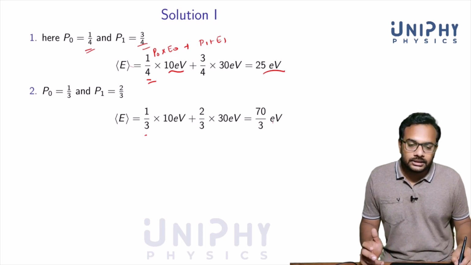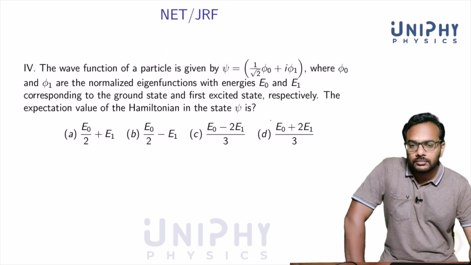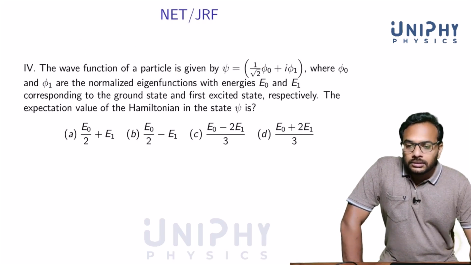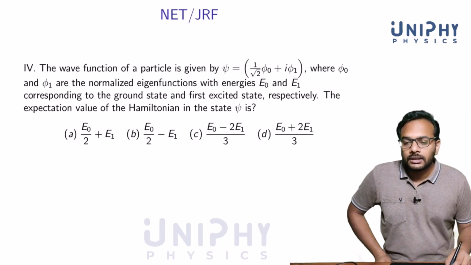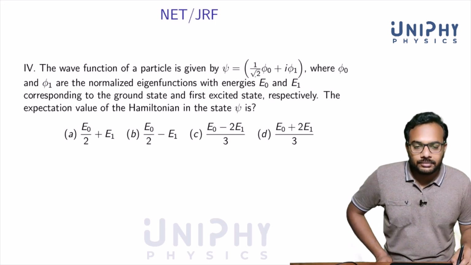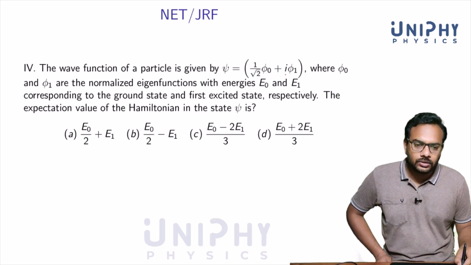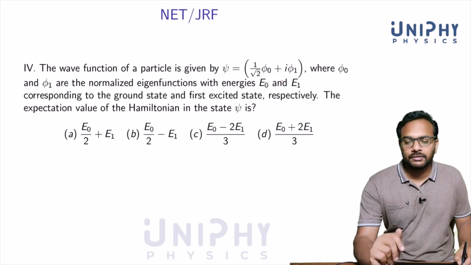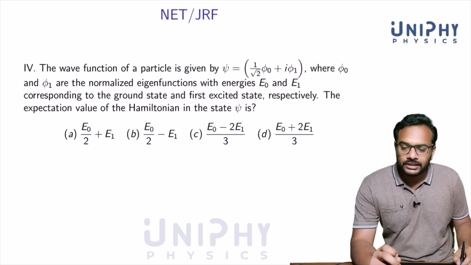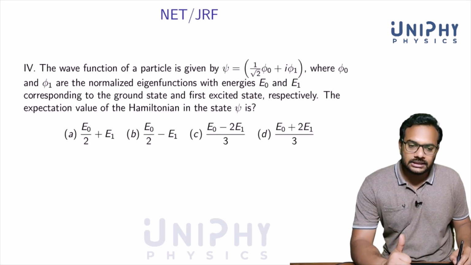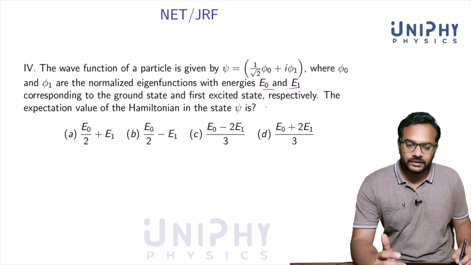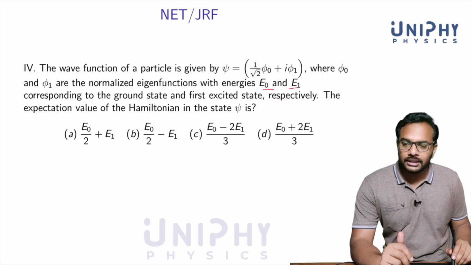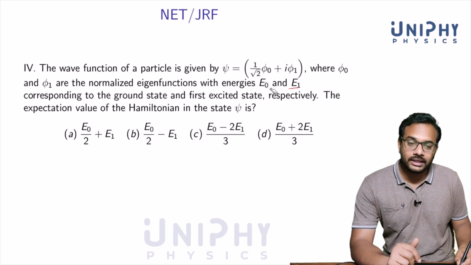Now, that's what it means. So here is the fourth question. The wave function of a particle is given by psi equal to 1 by root 2 phi 0 plus i phi 1. This is a previous NET question. Phi 0 and phi 1 are the normalized eigenfunctions with energies E0 and E1 corresponding to the ground state and first excited state respectively. You need to find the expectation value of the Hamiltonian in the state psi.